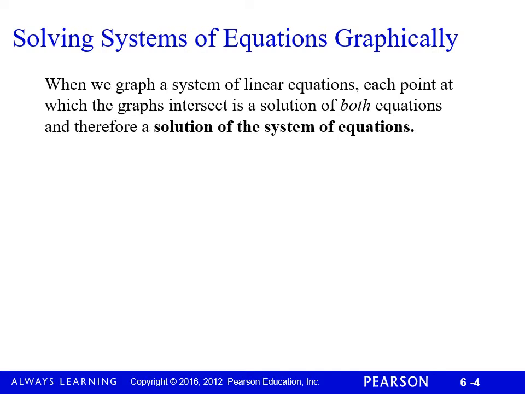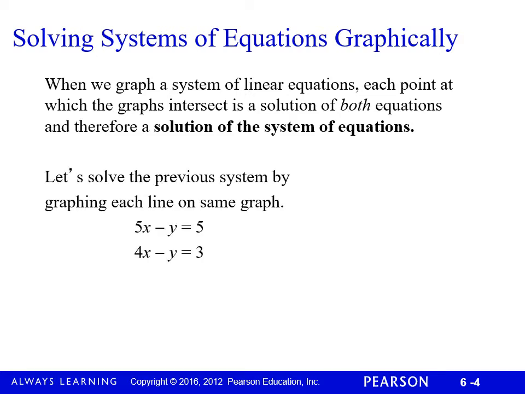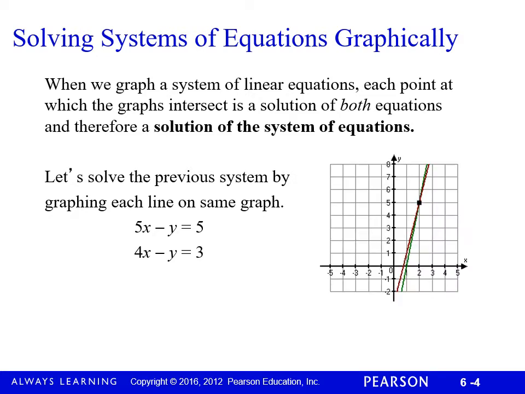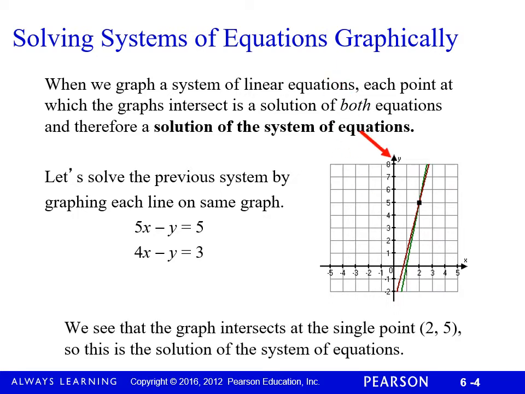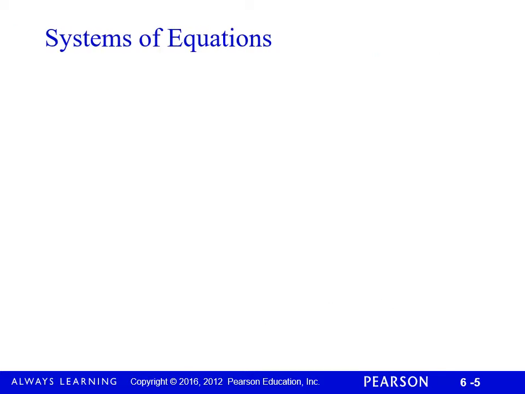When we graph a system of linear equations, each point at which the graphs intersect is a solution of both equations, and therefore a solution of the system of equations. So let's solve the previous system that we just looked at by graphing each line on the same graph. And here you can see that graph, and you can see where they intersect right at (2, 5). We can see that the graph intersects at the single point (2, 5), and so this is the solution of the system of equations. So when you have a system of linear equations, wherever they intersect, those are the solutions.